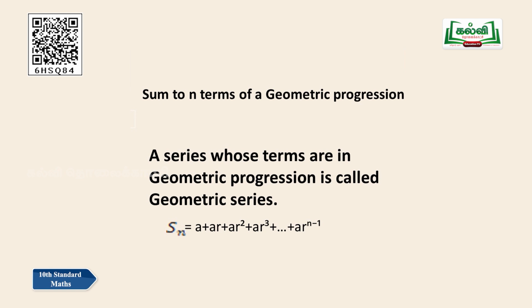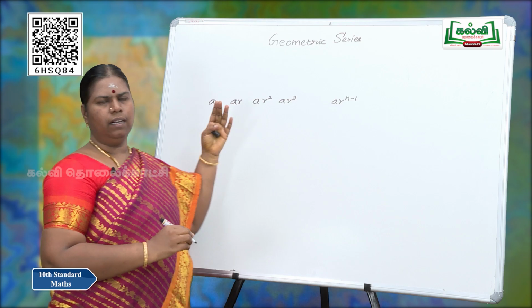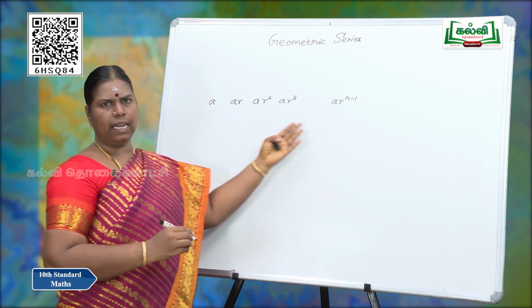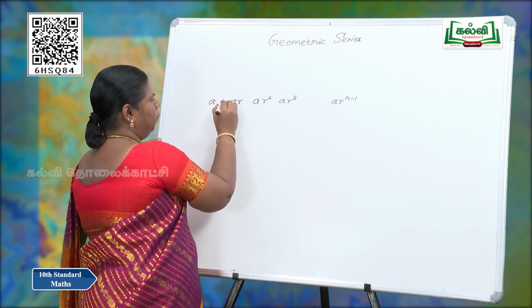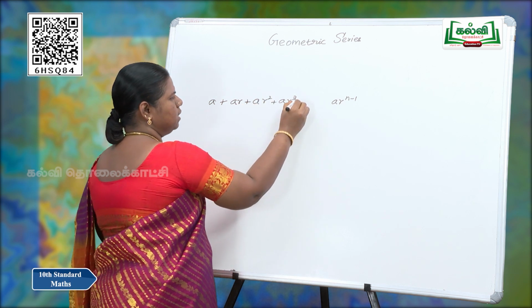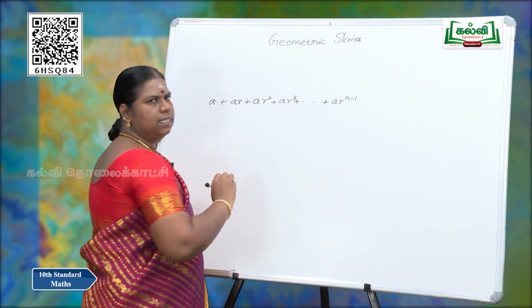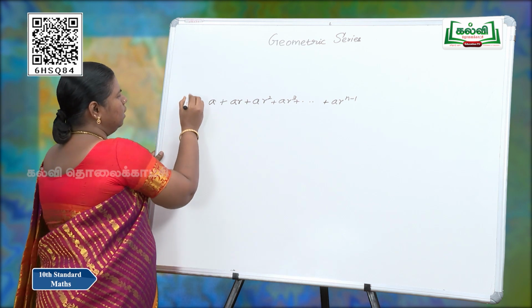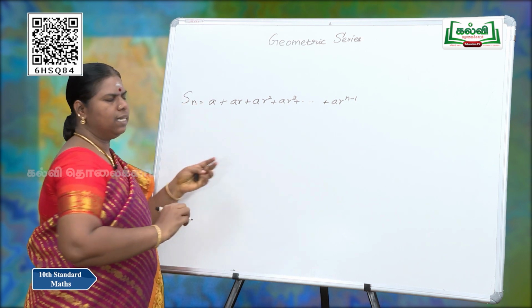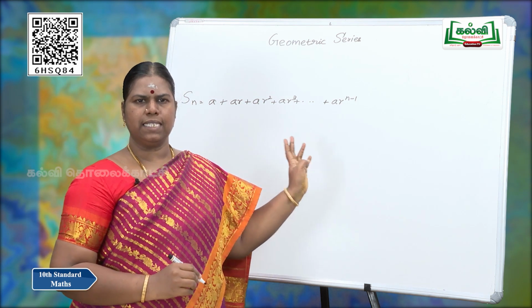Let us consider the sequence A, AR, AR square, AR power 3, up to so on AR power n minus 1. The numbers are n terms of the GP. Now I am going to add these n terms, so I am putting plus in between. Then the geometric sequence becomes a geometric series, Sn.